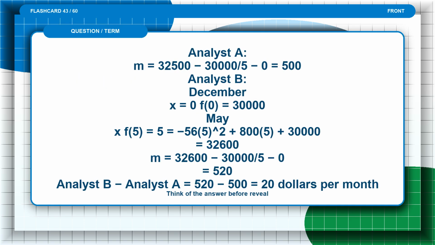Flashcard 43. Analyst A: m = (32,500 - 30,000) / (5 - 0) = 500. Analyst B: at x = 0, f(0) = 30,000. At x = 5, f(5) = -56(5²) + 800(5) + 30,000 = 32,600. m = (32,600 - 30,000) / (5 - 0) = 520. Analyst B minus Analyst A equals 520 - 500 = $20 per month. Think of the answer before the reveal.